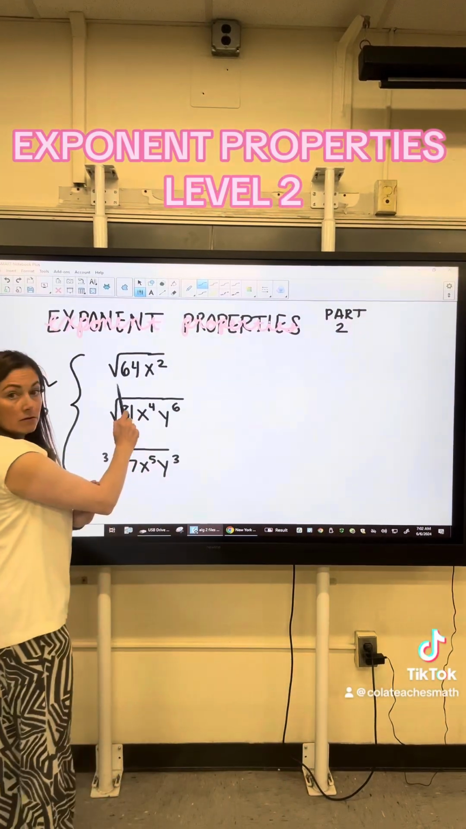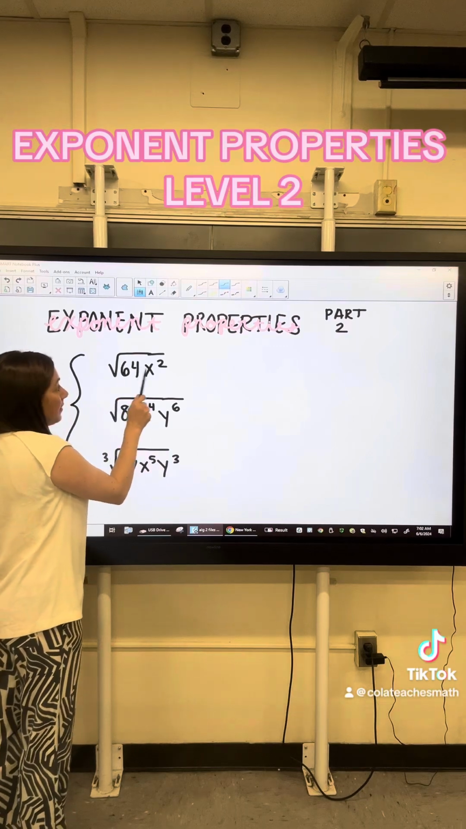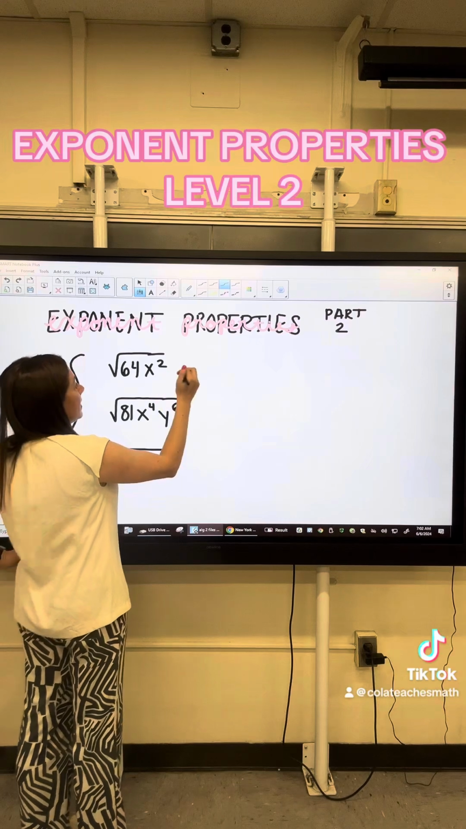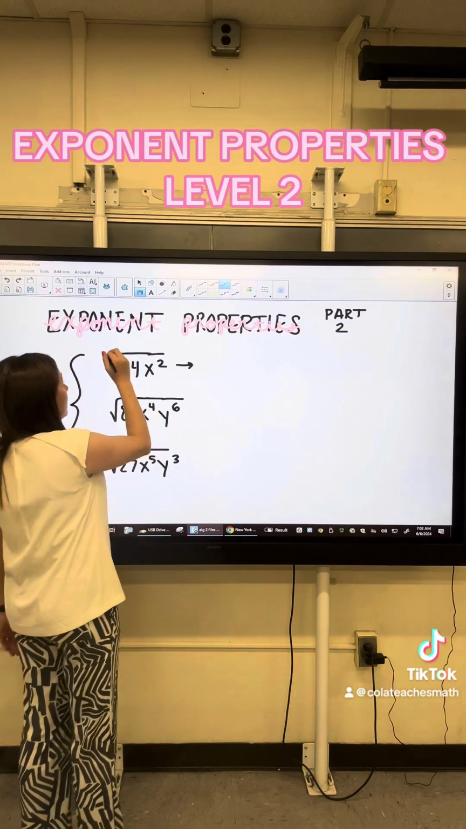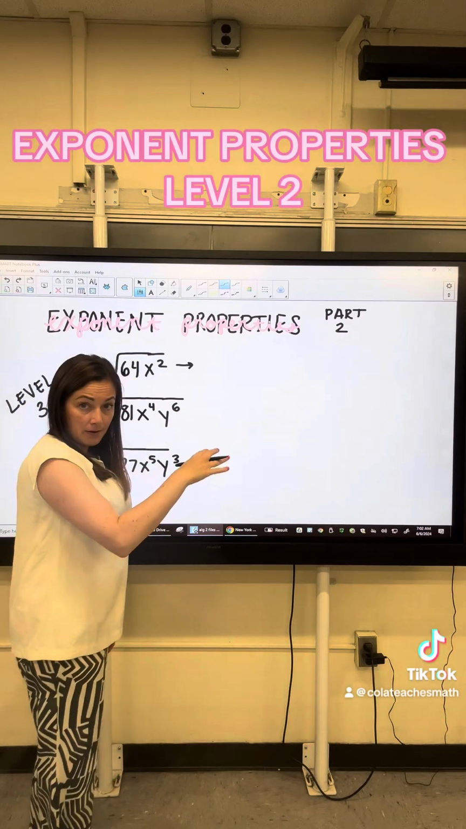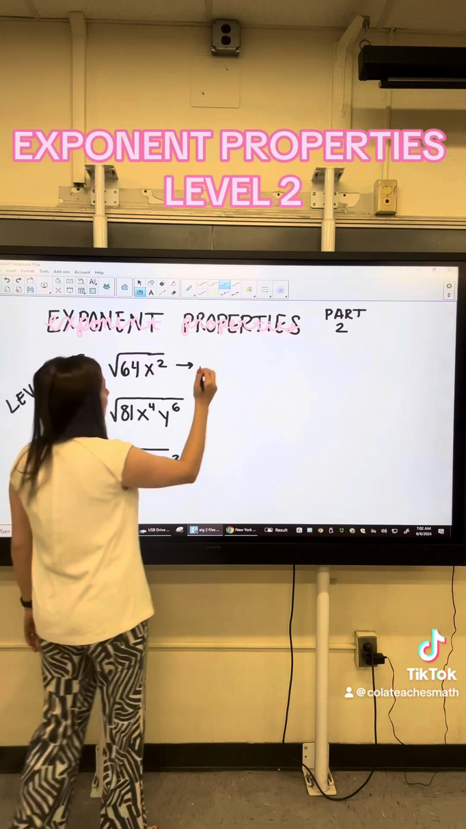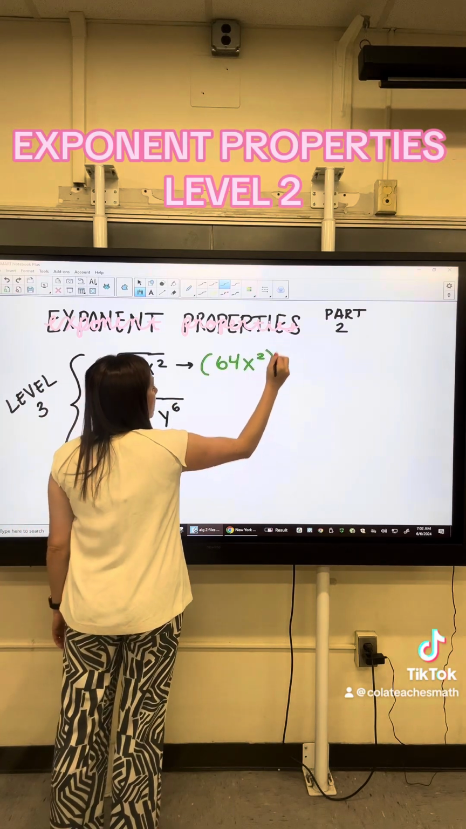Okay, so look at this first one right here. This is the square root. Do you see how there's two terms? My suggestion to you is to first rewrite it to the 1/2 power, okay? Because square root means 1/2 power. So watch how I'm going to do this. I'm going to do 64x squared to the 1/2.